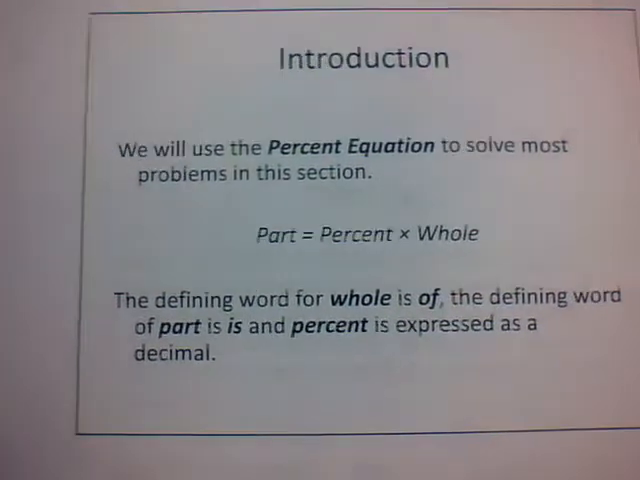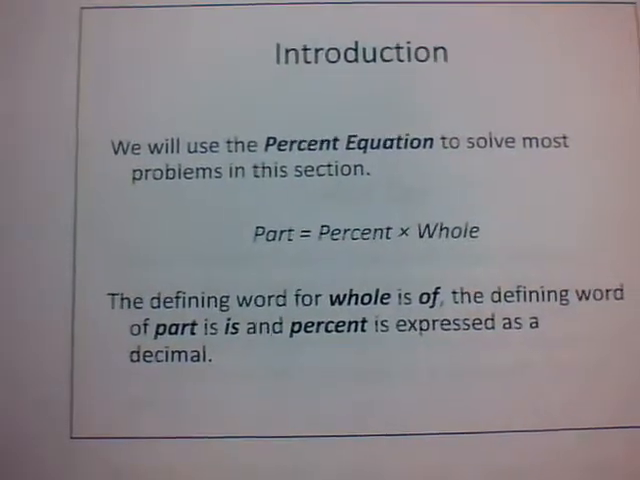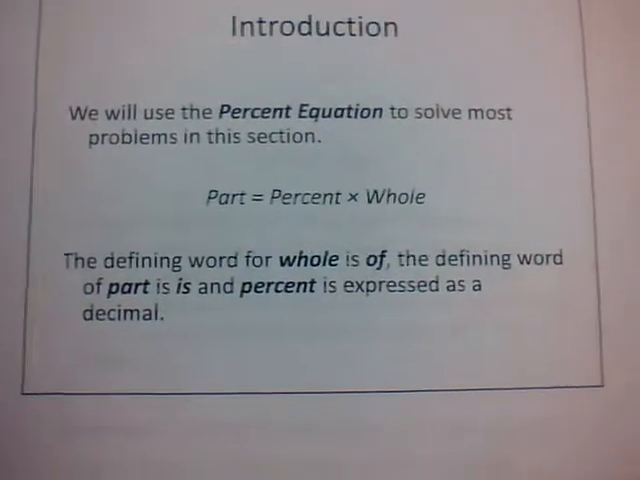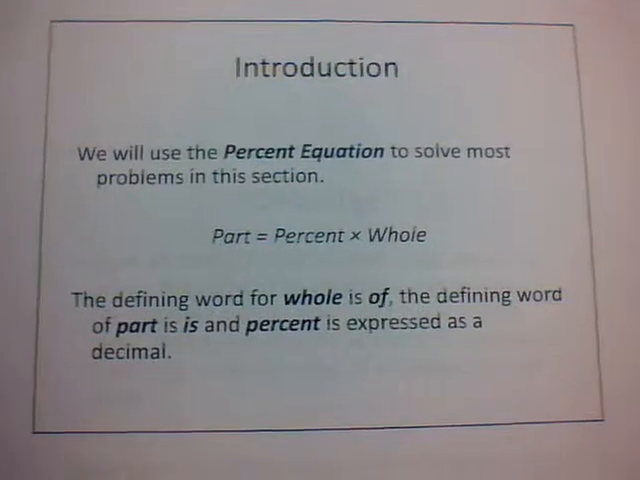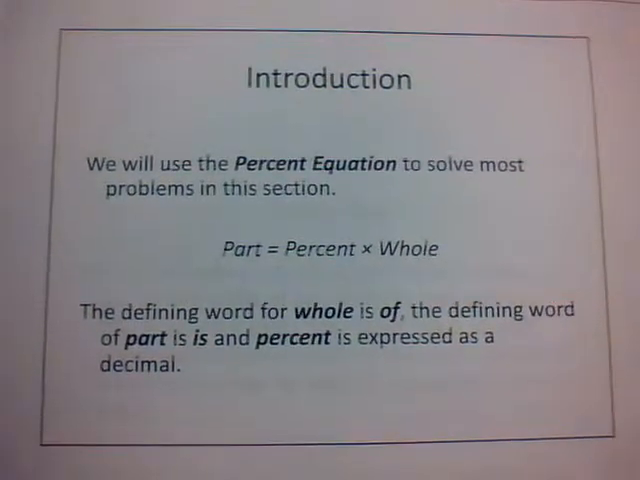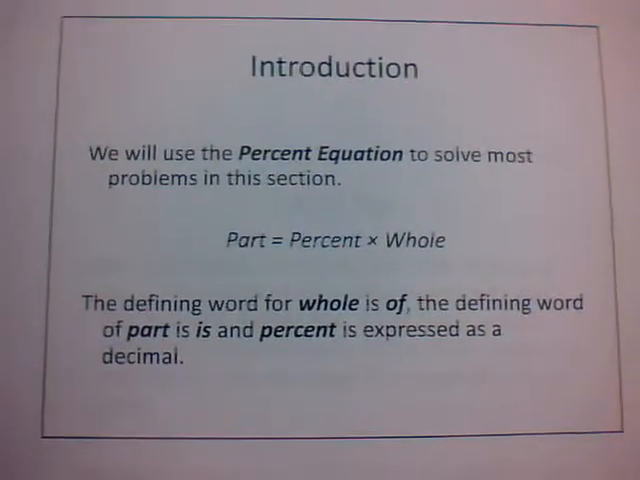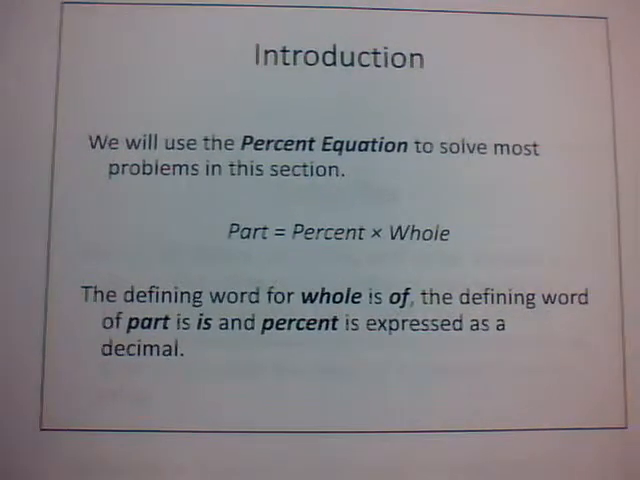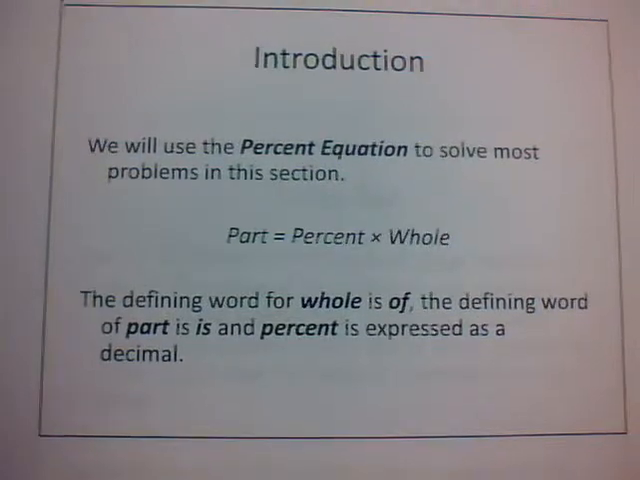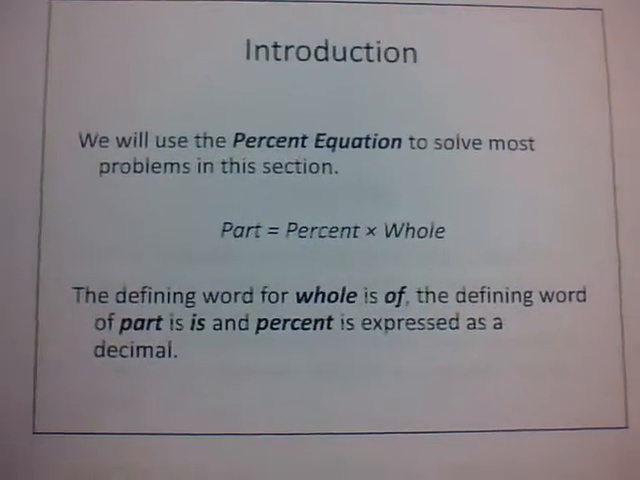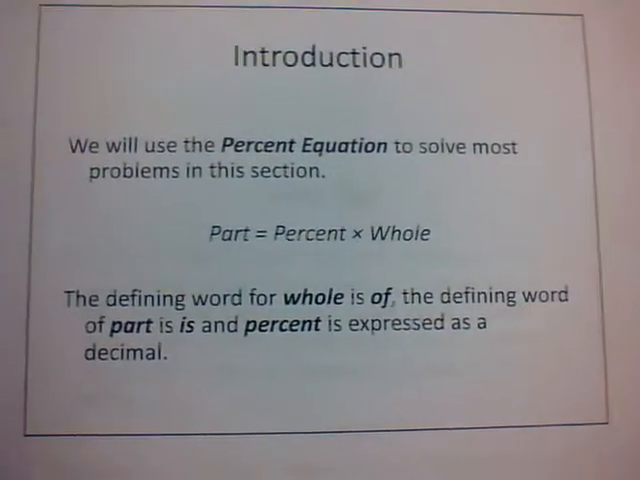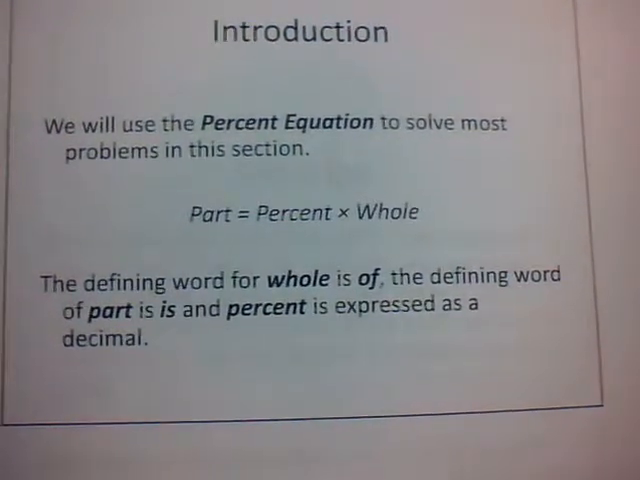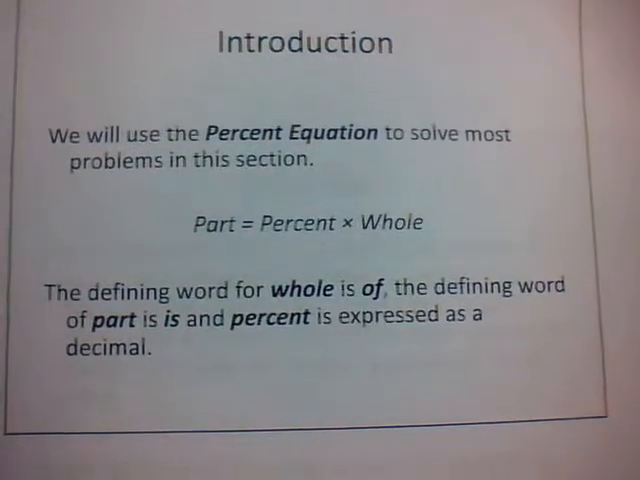Throughout this section, we're going to be using the percent equation to solve most of the problems, like the part is going to be equal to the percent multiplied by the whole. In this case, the whole is going to be the amount that's after the word of, and the defining word for the part will be is, and the percent is always going to be expressed as a decimal. If you recall, when you write a percent as a decimal, you always drop your percent sign and move the decimal point 2 places to the left.